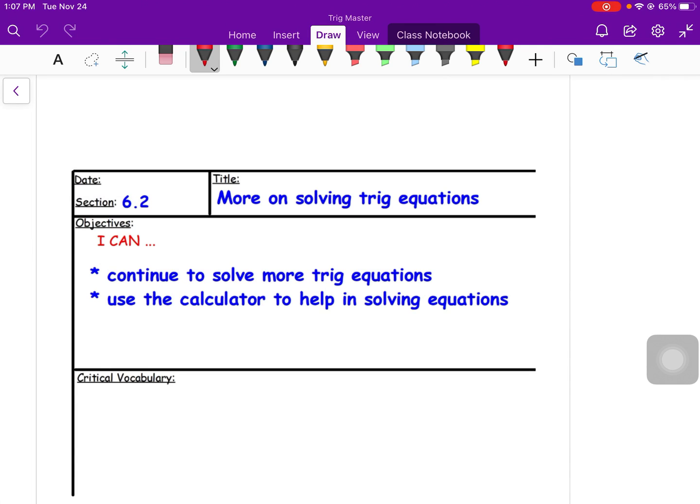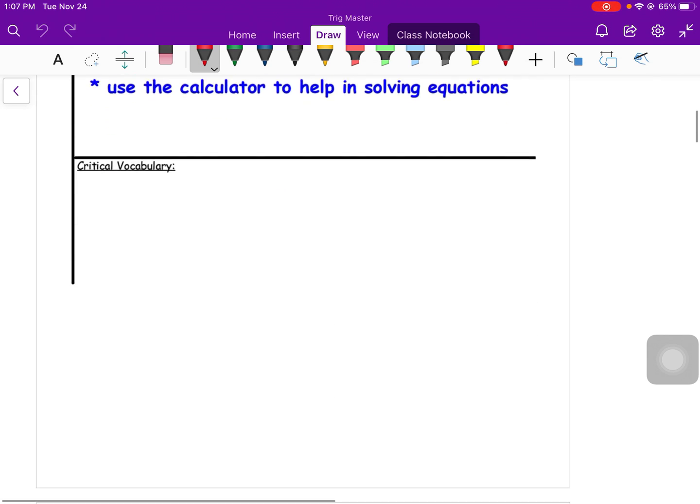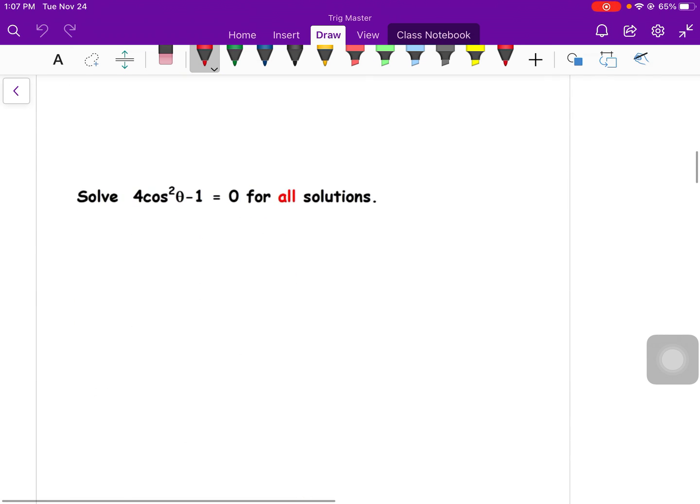Welcome to the section 6.2 notes. We're going to solve more trig equations today. No warm-up question for these notes. We're just going to jump right in.